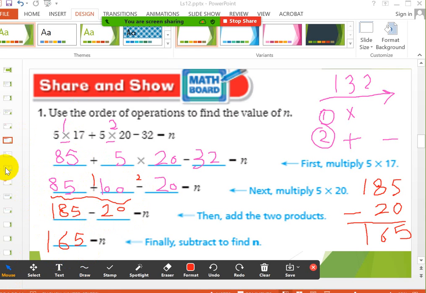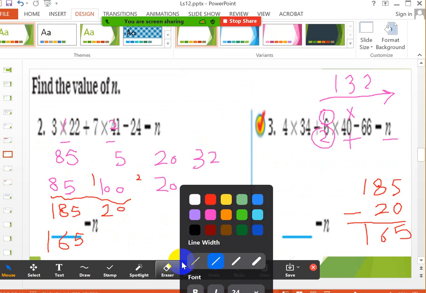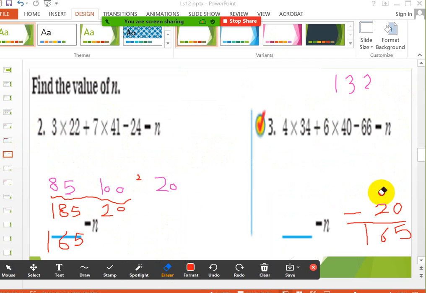Let's do the next one on the same page, number 2. In number 2, I want to find the value n according to the order of operation. So I know the order of operation. The order of operation told me that I have to start with multiplication from the left to the right. So let's start.